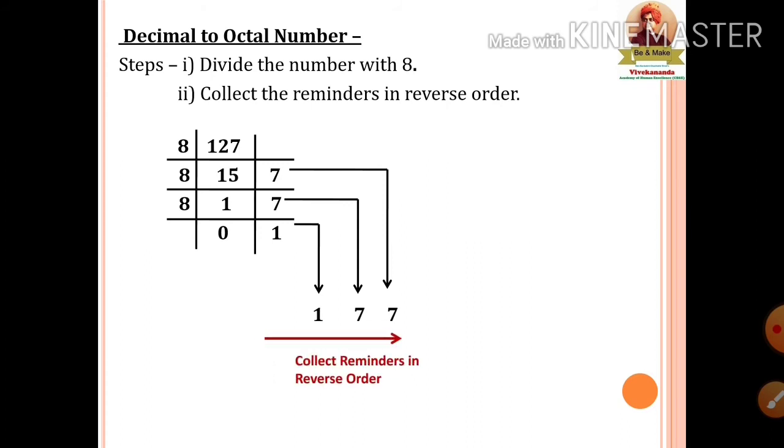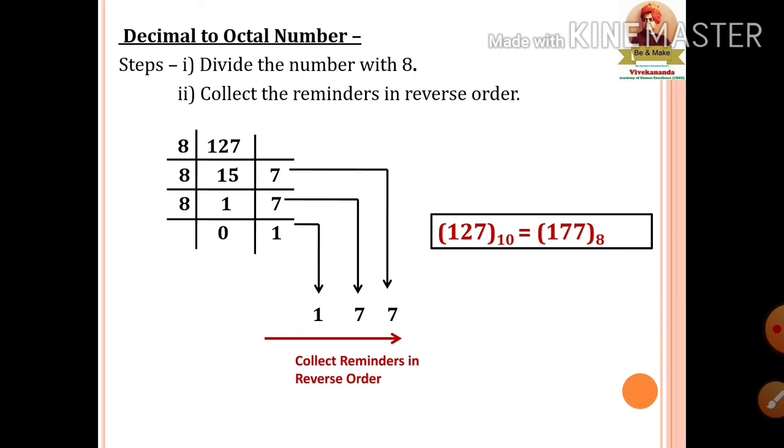So we will write the equivalent of the number 127 in the decimal number system as 177 in the octal number system. And it is written with the help of the base, so that we can understand 127 is a decimal number and 177 is an octal number.